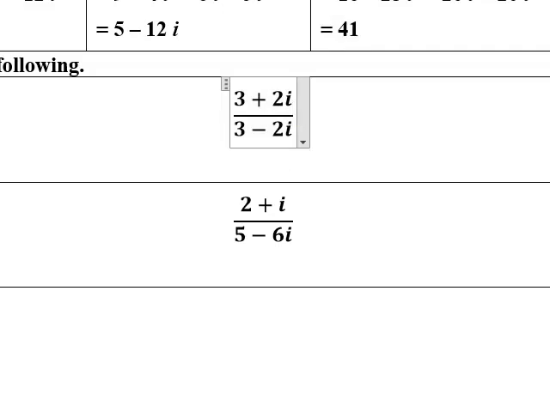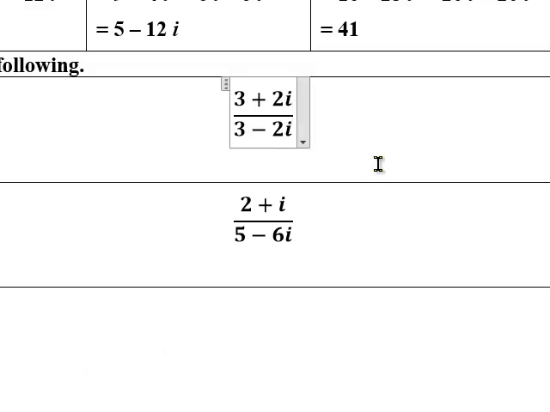All right, now it gets more interesting, right? So find the following here. 3 plus 2i divided by 3 minus 2i. So we need to get rid of that complex denominator. And we do that by multiplying with the complex conjugate in both the numerator and the denominator. So times 3 plus 2i in both numerator and denominator.